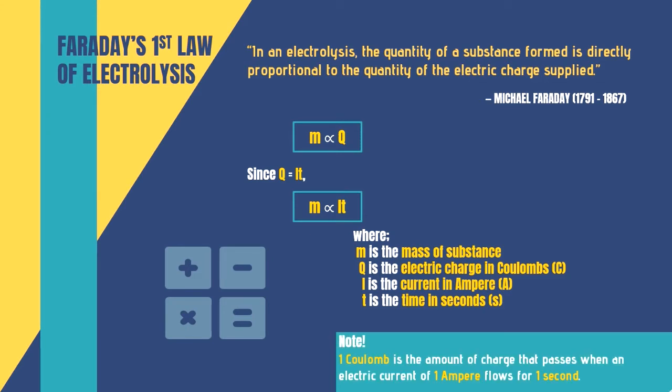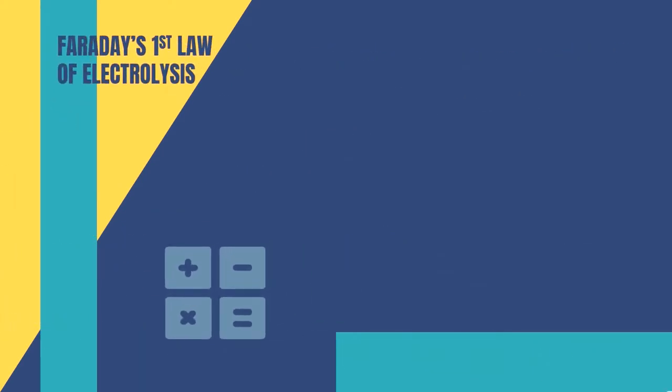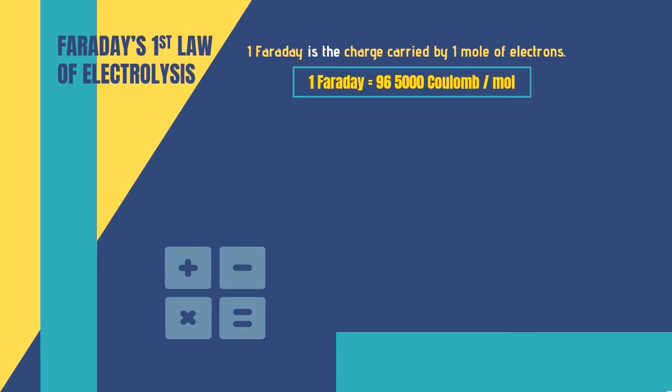Note, 1 coulomb is the amount of charge that passes when an electric current of 1 ampere flows for 1 second. Students should also know that 1 Faraday is the charge carried by 1 mole of electrons. 1 Faraday is also equal to 96,500 coulomb per mole.